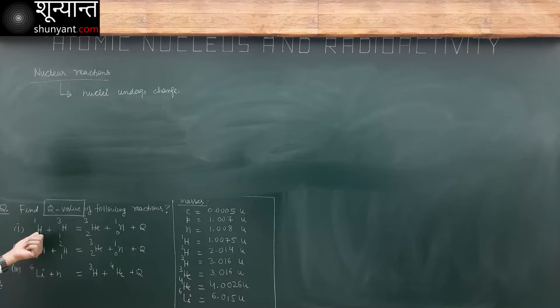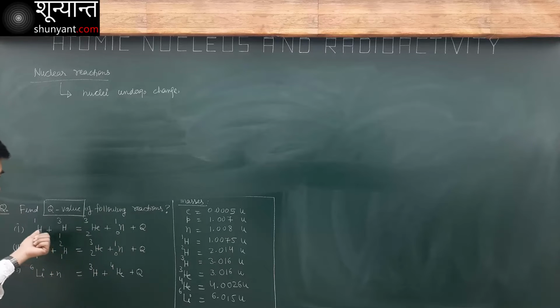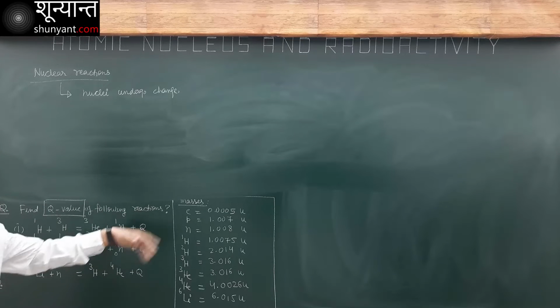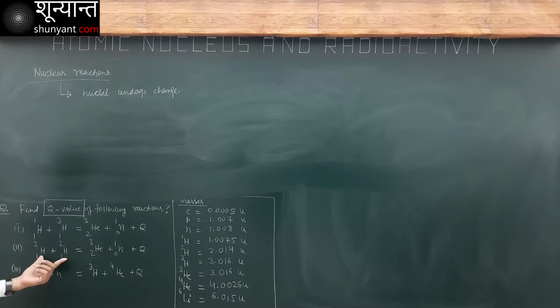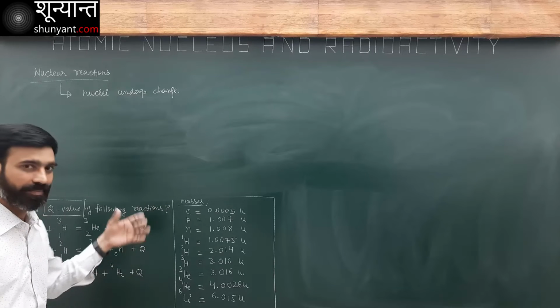Normal hydrogen: the atomic number is the same, the mass number is different. They are isotopes. Now when these two react, they make a nucleus of helium. You see, the nucleus itself has changed, plus one neutron is emitted. Here, two hydrogen nuclei make one helium nucleus, and one neutron is emitted.